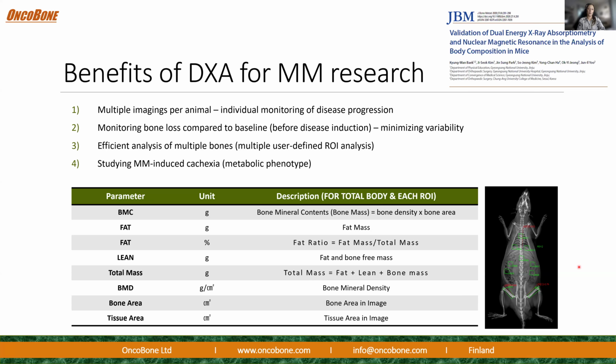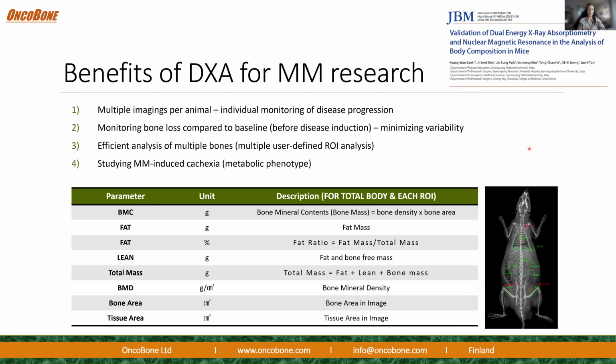If we think on a broader level about what the benefits of DEXA are for multiple myeloma research, I have listed here 4 of my favorite topics. First would be multiple imaging per animal. That provides one way to study how the disease progresses in animals. You can do multiple imaging during the study, and the imaging itself is quite quick and easy to perform. The second important issue mentioned here is monitoring the bone loss compared to baseline.